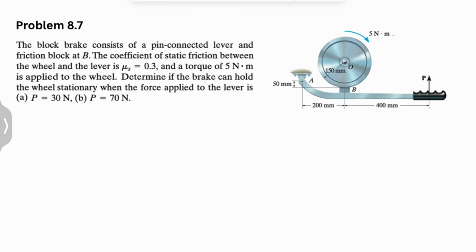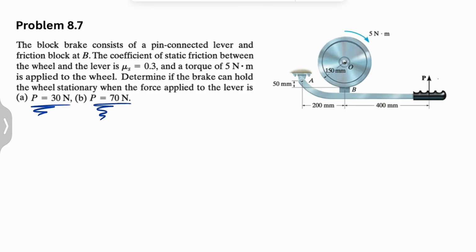Alright guys, we have another question from the friction topic in Engineering Mechanics by Hibbeler. The block brake consists of a pin-connected lever and friction block at B. The coefficient of static friction between the wheel and the lever is 0.3, and a torque of 5 Newton meters is applied to the wheel. So we can see we have a clockwise torque that is going to turn this wheel clockwise, and we need to determine if the brake can hold the wheel stationary when the force applied to the lever is 30 newtons or 70 newtons.